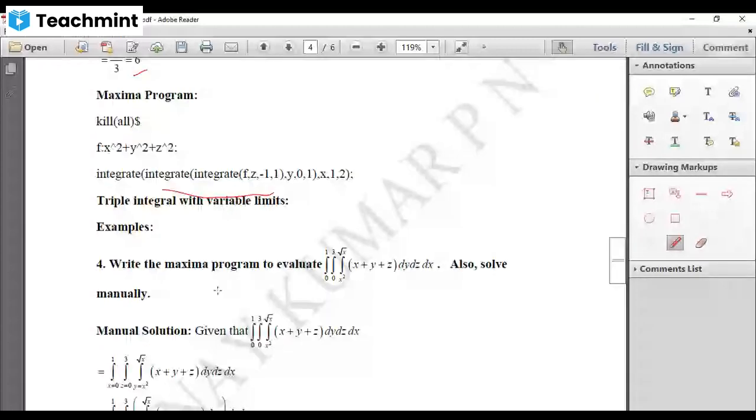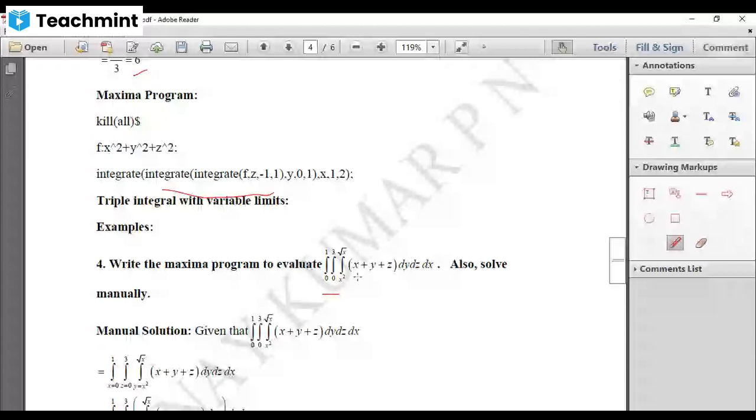Now, how about a triple integral when variable limits are given? Let us see here. Integral 0 to 1, integral 0 to 3, integral from x square to root x of this. Remember, this is a sum of three terms which cannot be separated as a product of 2 or 3 terms. It cannot be expressed in product form. So therefore, we have to go by the iterated method. That means first you have to integrate with respect to one variable, then with respect to another, then with respect to another, like that.